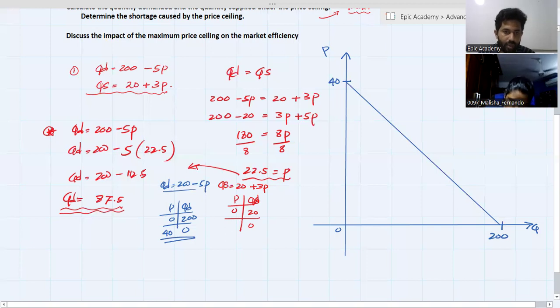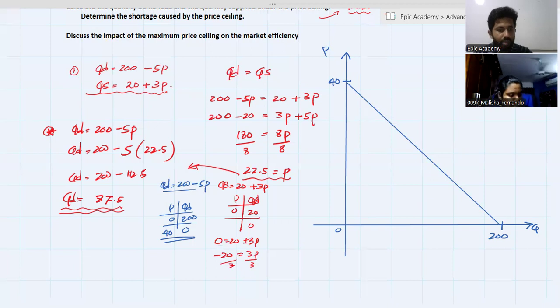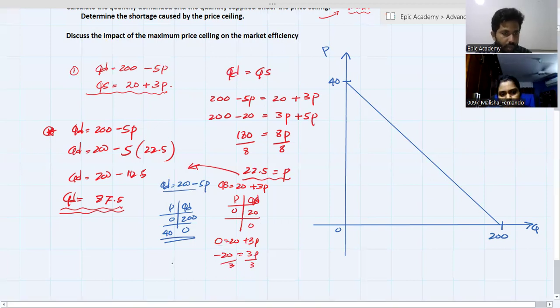And again, QS equals 0. So then what will happen to the value for P? That means 0 equals 20 plus 3P. Just change the side of the 20, it becomes a minus value. Equal to 3P, divided by 3. 20 divided by 3 is 6.66. It must be a minus value. Minus 6.66. Okay, now we are going to mark that.